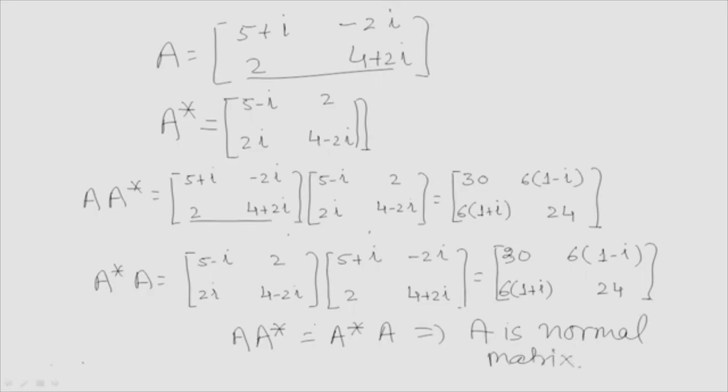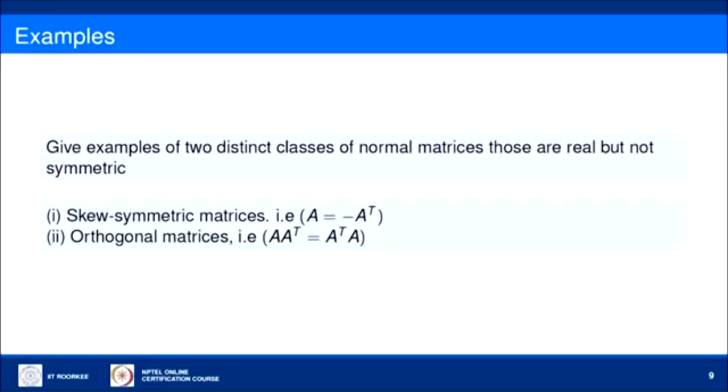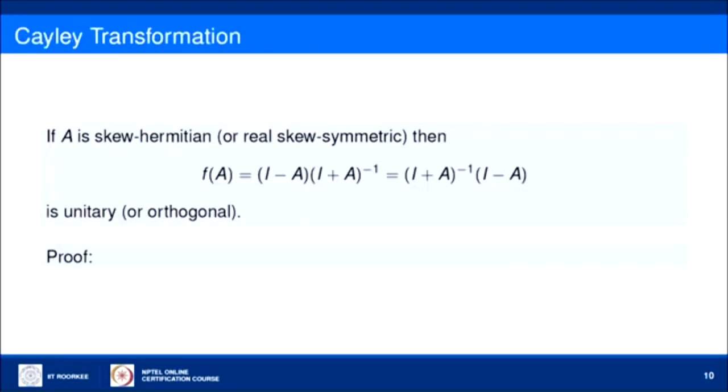This is one of the ways of checking whether the given matrix is normal or not. If someone asks you to give examples of two distinct classes of normal matrices that are real but not symmetric, I have told you in the beginning itself, in the second slide, that such classes of matrices may be skew symmetric matrices, that is A equals minus A transpose, and orthogonal matrices, that is A into A transpose equals A transpose into A.